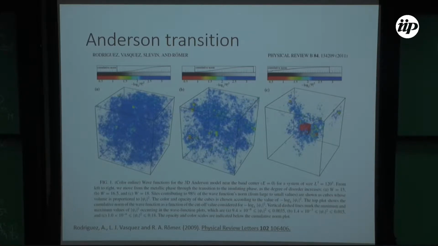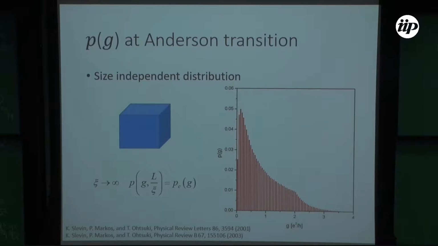Here are some plots of wave functions. For weak disorder, you have a wave function which is spread over the whole system. For strong disorder, you have localized wave functions, and then you have this multifractal wave function at the Anderson transition. Now, I'm going to be talking mostly about the Kondo temperature distribution at the Anderson transition, but we've also previously looked at other distributions at the Anderson transition.